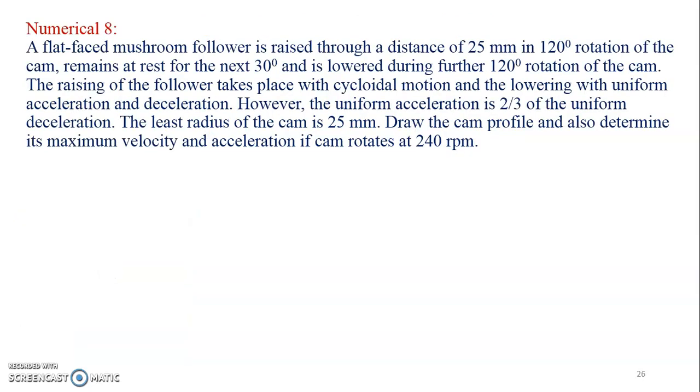I'll read the problem. A flat-faced mushroom follower is raised to a distance of 25 mm in 120-degree rotation of the cam, remains at rest for the next 30 degrees and is lowered during further 120 degrees rotation of the cam. The raising of the follower takes place with cycloidal motion and the lowering with uniform acceleration and deceleration. However, uniform acceleration is 2 by 3 of the uniform deceleration. The least radius of the cam is 25 mm. Draw the cam profile and also determine its maximum velocity and acceleration if the cam rotates at 240 rpm.